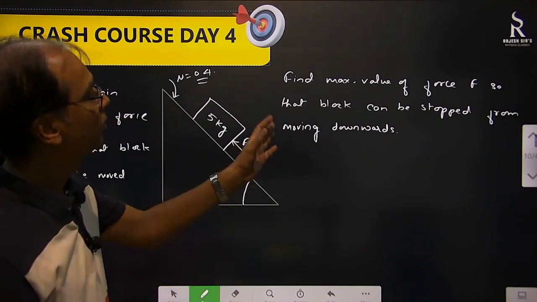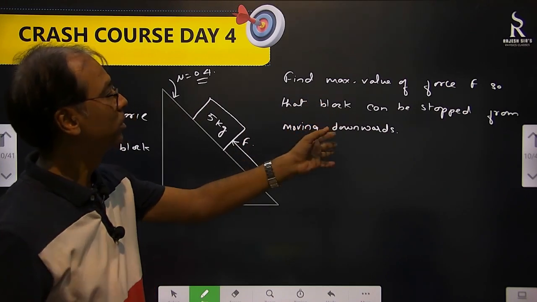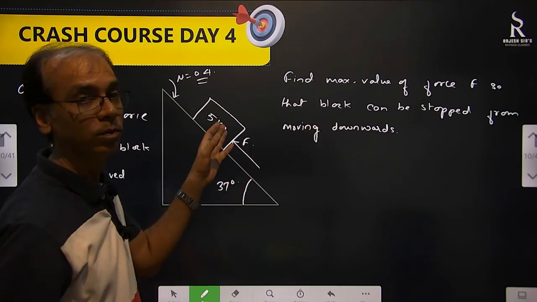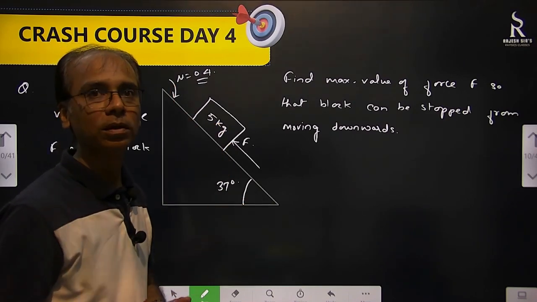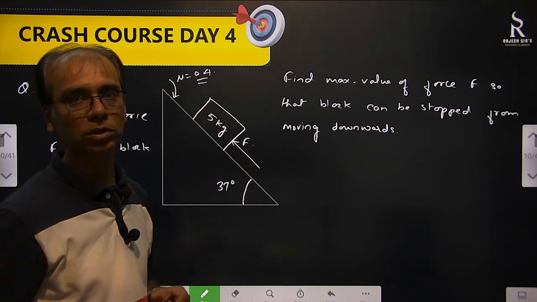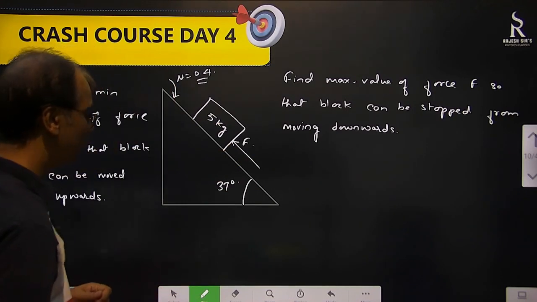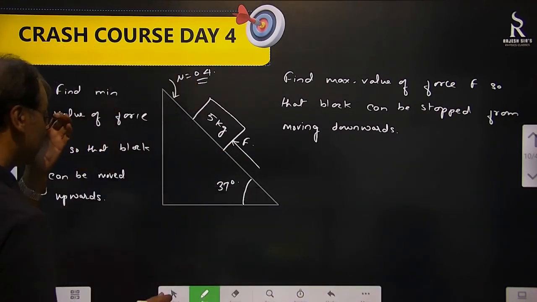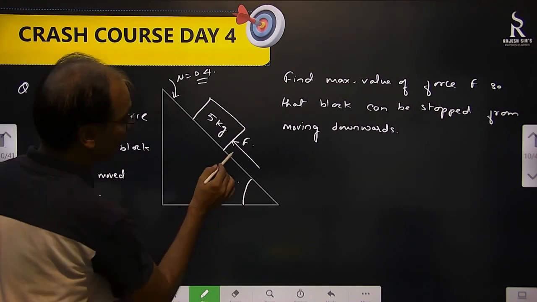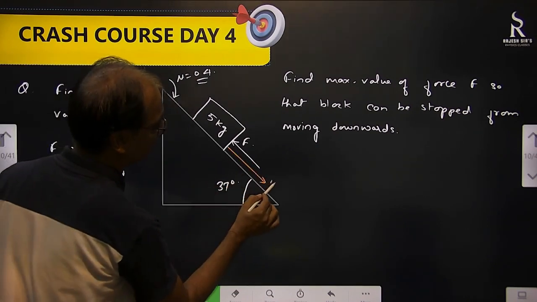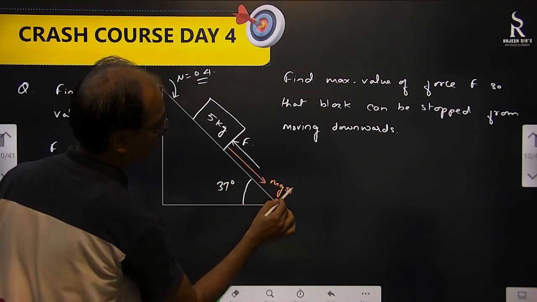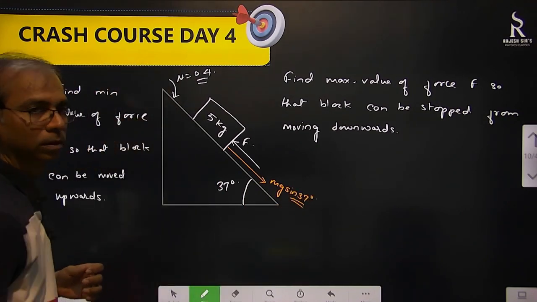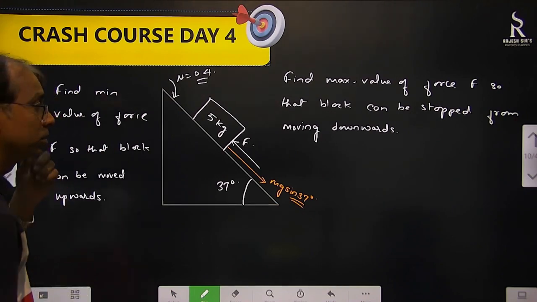Here what it says, find maximum value of force F so that block can be stopped. So when you can stop it? Obviously when you apply equal to downward force, then only you can stop. So both are same questions. Okay. So how to do that? See now. First thing is, if I make this free body diagram, I know that mg sin theta is acting here. Right? So mg sin 37 is acting.